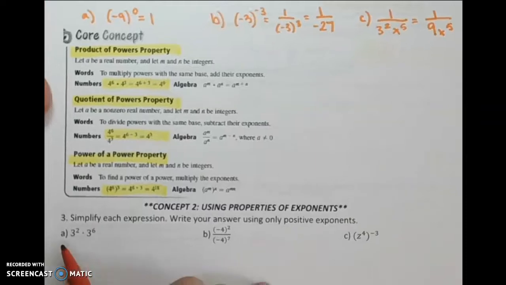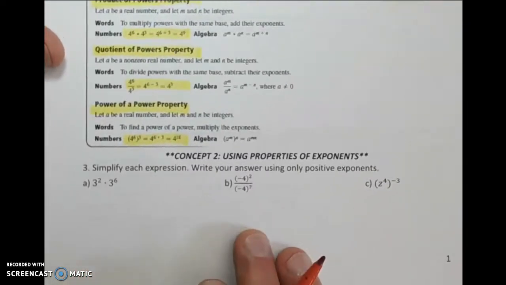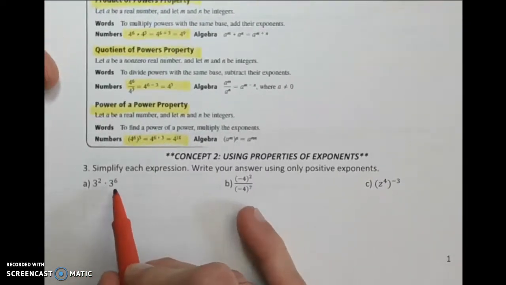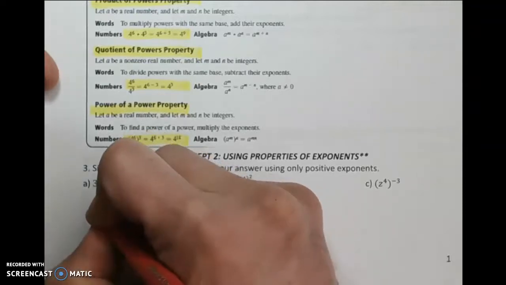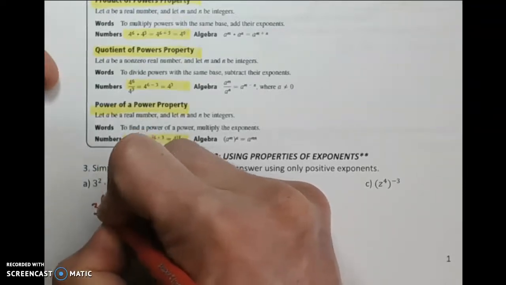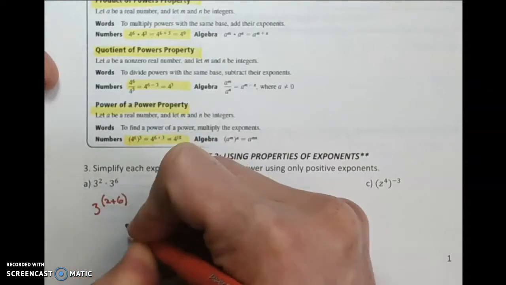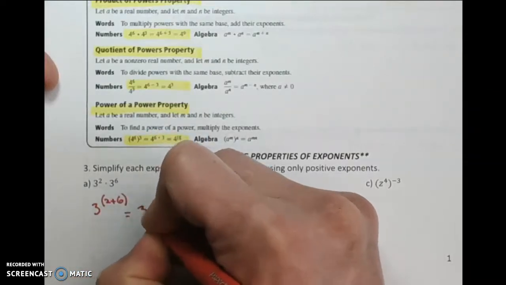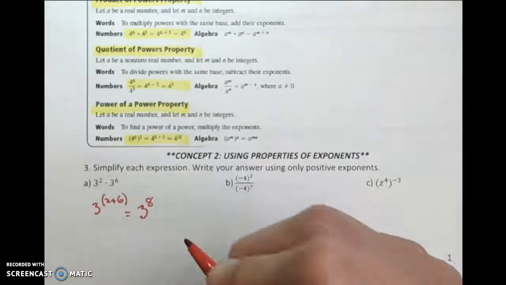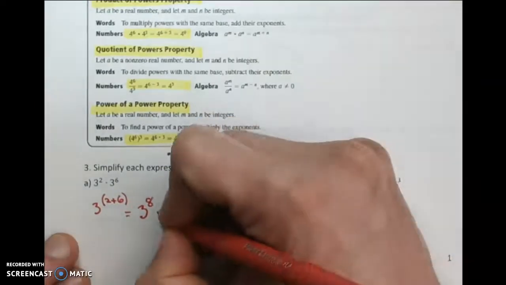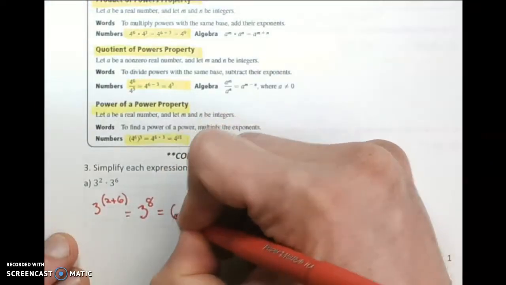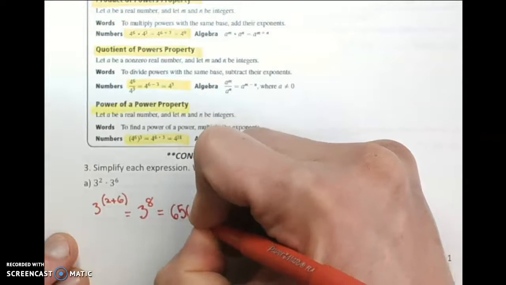A, I have 3 squared times 3 to the 6th power, that is equal to 3 to the 2 plus 6 power, which equals 3 to the 8th power, and if you were to throw that in your calculator, you get 6,561.